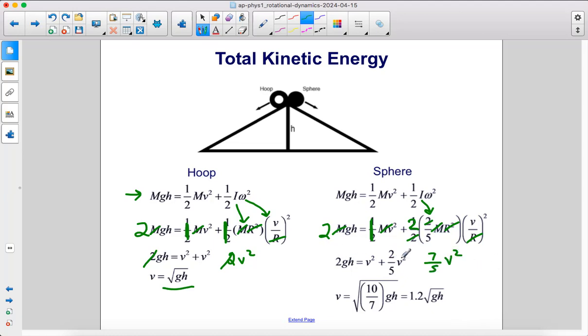We're solving for v. So we're going to multiply this side over here by 5 over 7, which is the same thing as dividing by 7/5. Therefore, we get 10 over 7 gh. And on this side, we're going to have v squared. So we're going to take the square root, and we get 1.2 times the square root of gh. So this answer was the square root of gh. That's the speed, the velocity. This one is 1.2 times that. Therefore, the sphere reaches the bottom first because it is traveling translationally, linearly, faster.